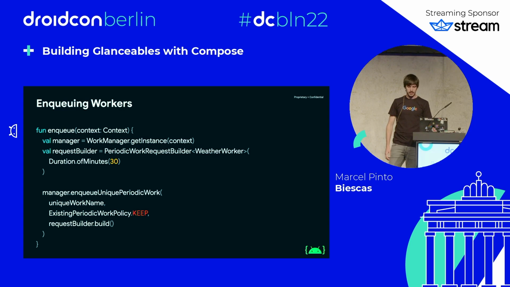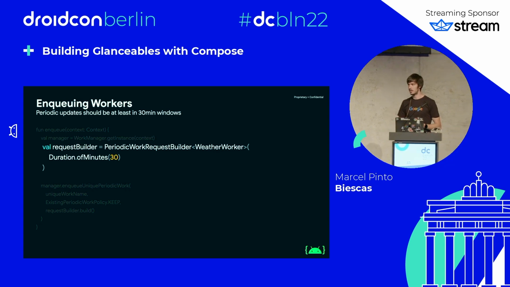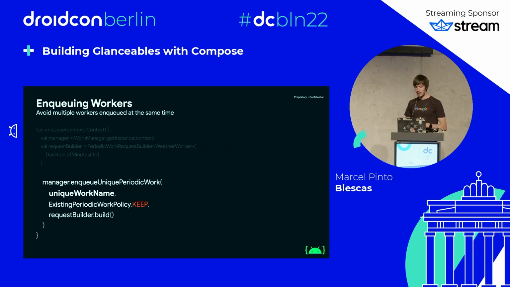All right, so let's take a look at the code. This enqueue method will basically create a periodic request of every 30 minutes. You can add things like network constraints as well, preferences and so on. And then enqueue it using the unique periodic work.